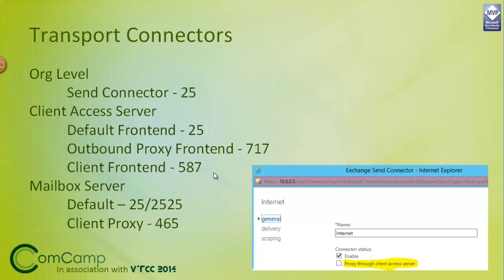All right, we need to create a send connector to send emails outside the organization. It does not come created. This is the organization level connector, which can add a mailbox role server in the source servers unless we check the checkbox proxy through client access server. You can see on the screenshot I have taken from a send connector. If you check this checkbox, you can add the client access server in the source server of the send connector.